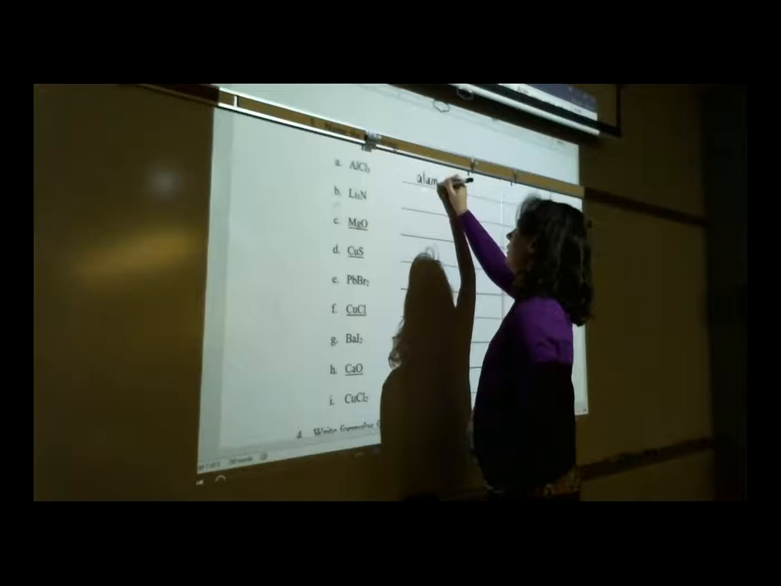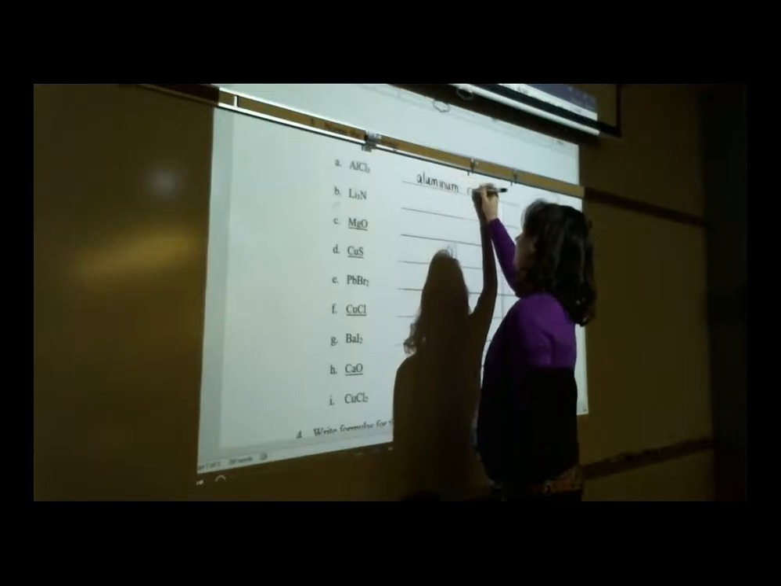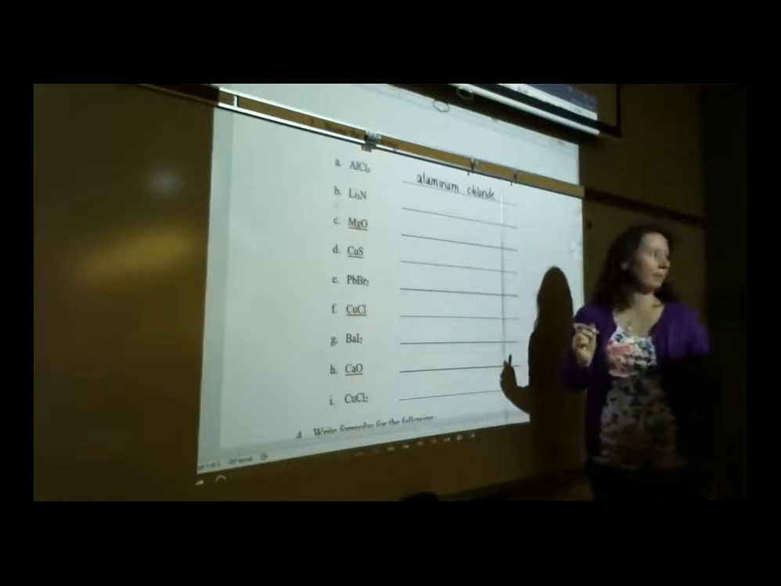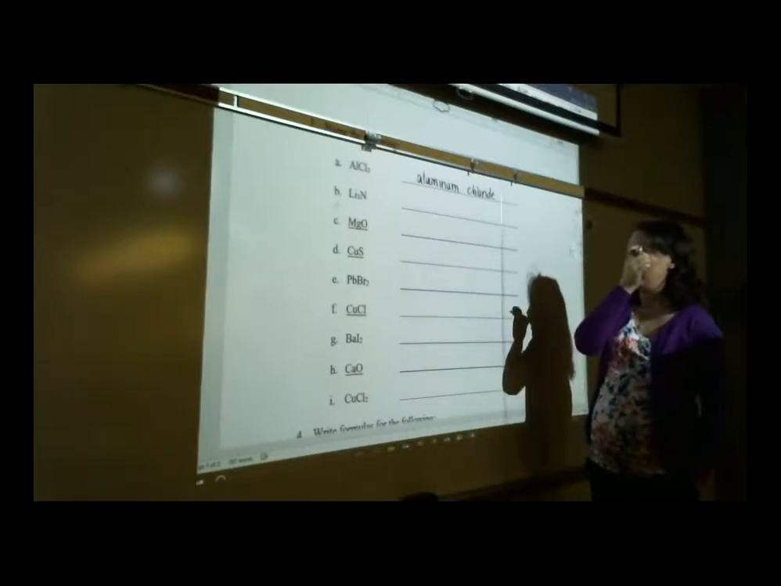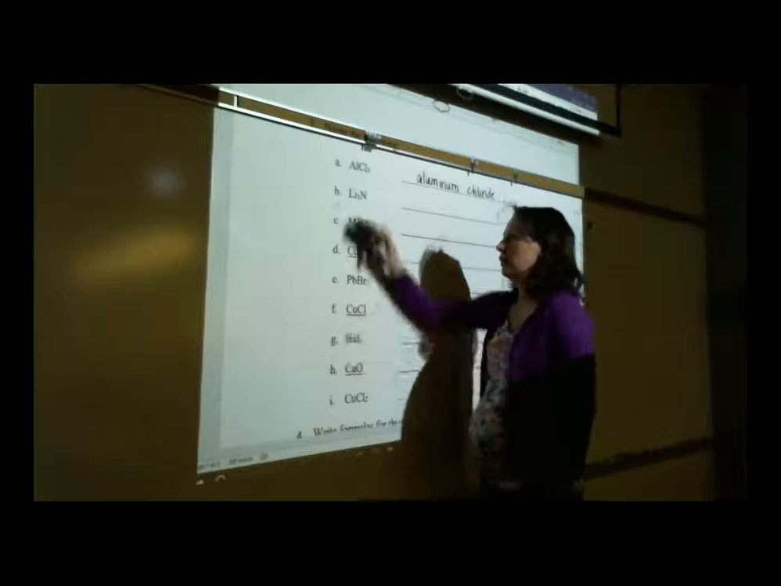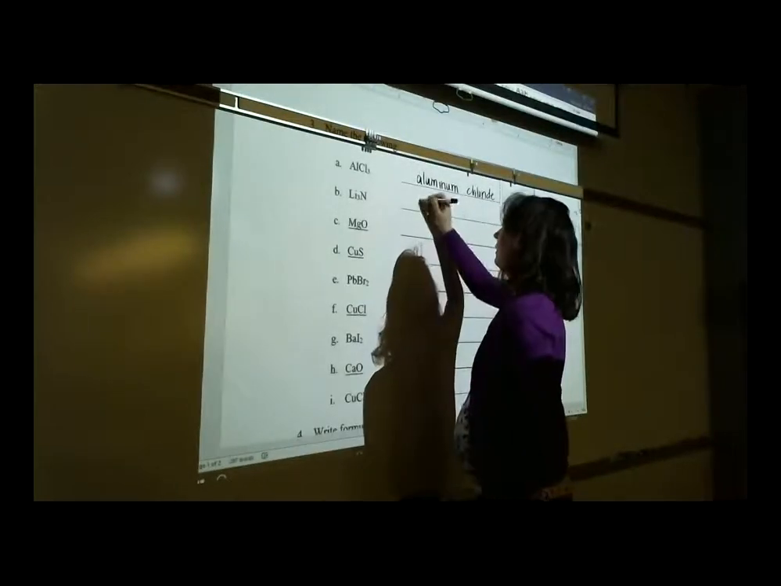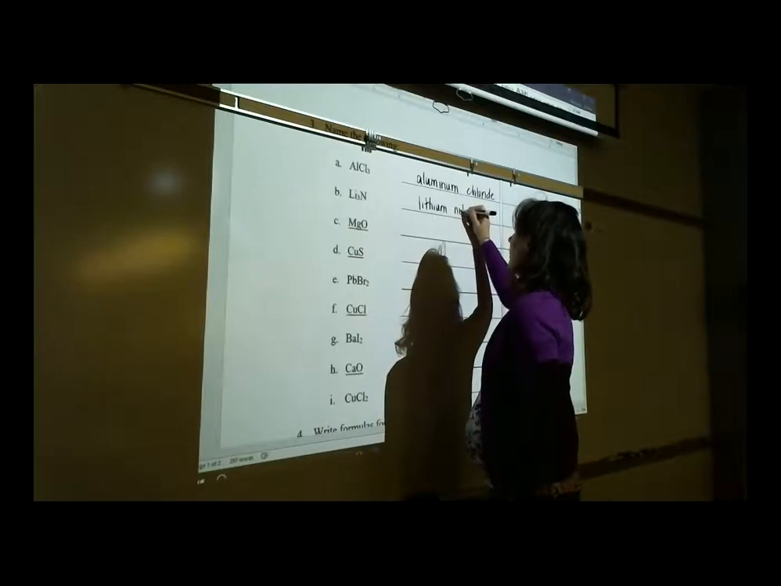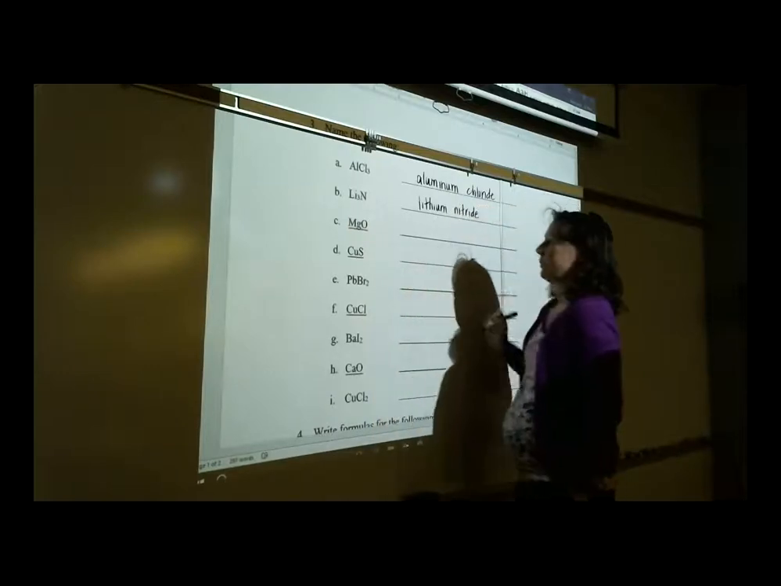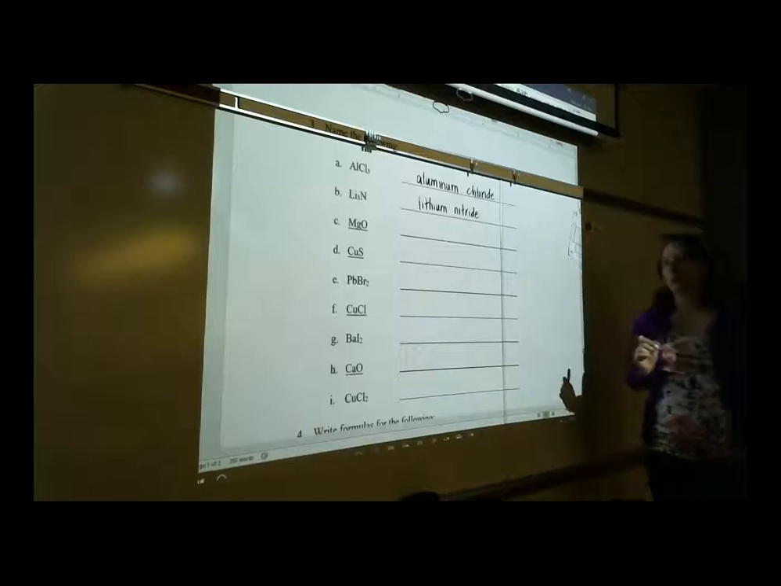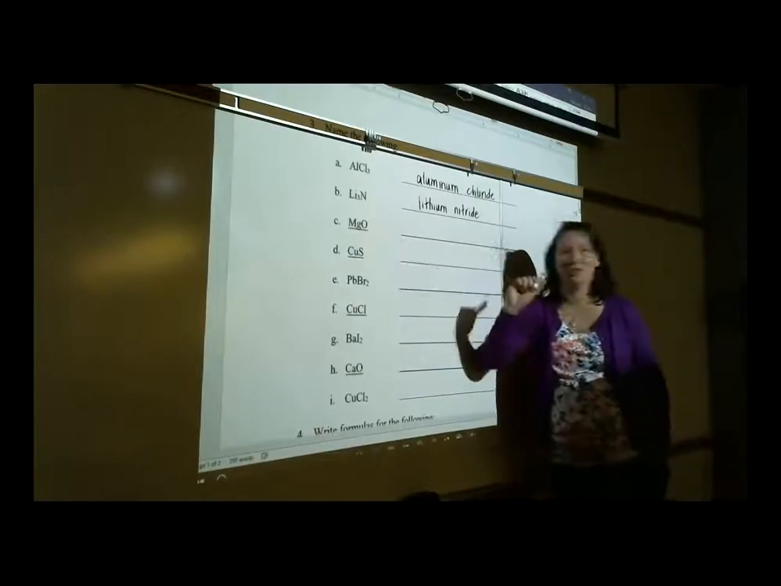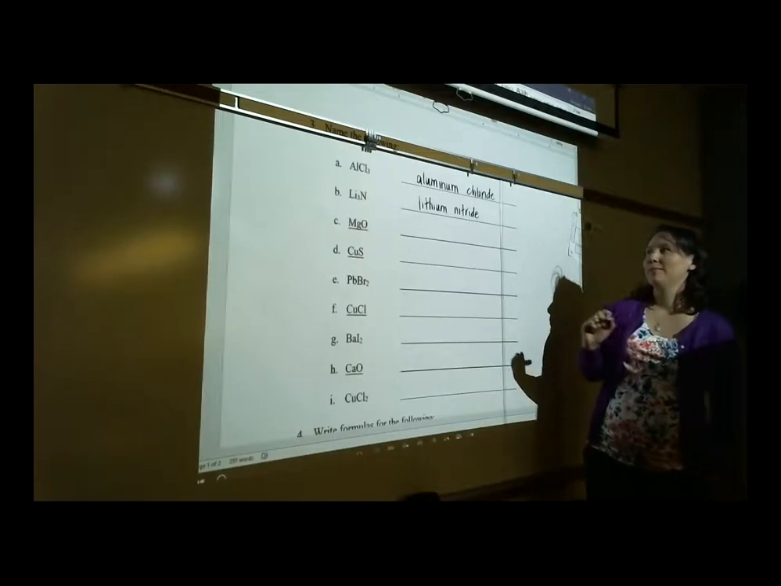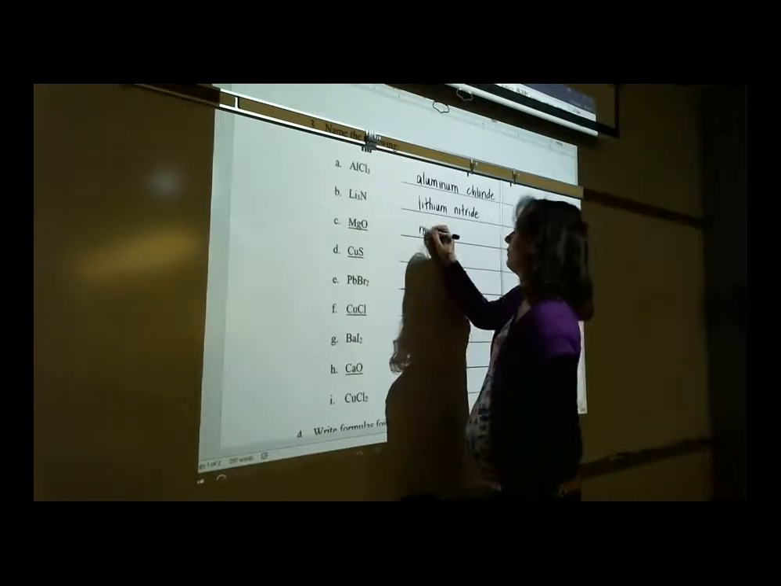Aluminum chloride. Good. Aluminum chloride. Any questions on A? What's the name of B? Lithium nitride. Good. Lithium nitride. What's the name of MgO? Spell check doesn't like that, so just ignore that. Right? What's the name of MgO? Magnesium oxide. Good.